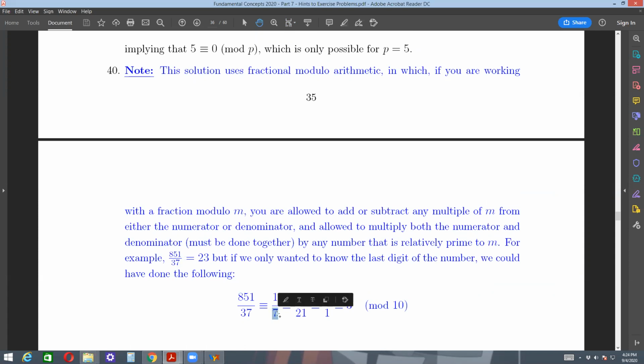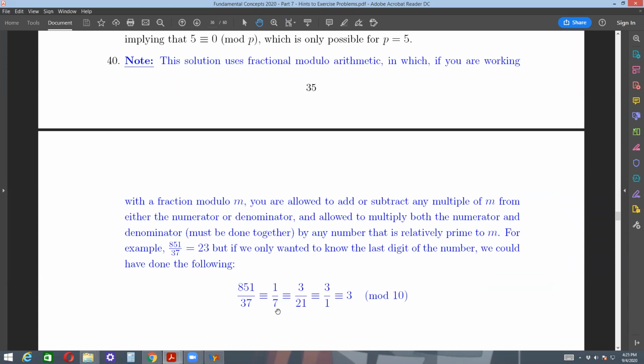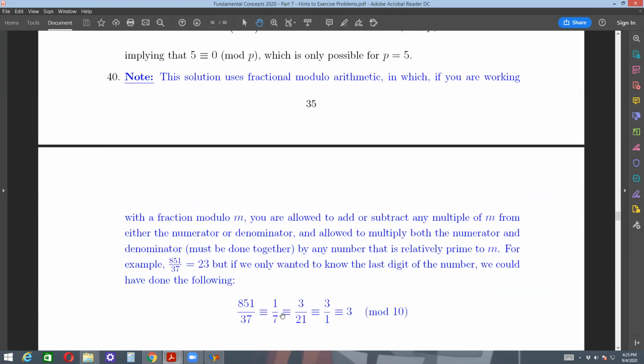That's nice. But when you're multiplying, you have to do it in both numerator and denominator. When you're subtracting or adding, it could be in either. So I could multiply it by 3 and I'll get 3 over 21. And then I could just subtract 20 from the denominator and I'll get 3 over 1. And 3 over 1 is just 3.